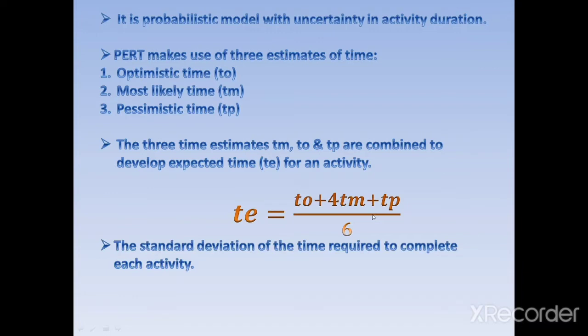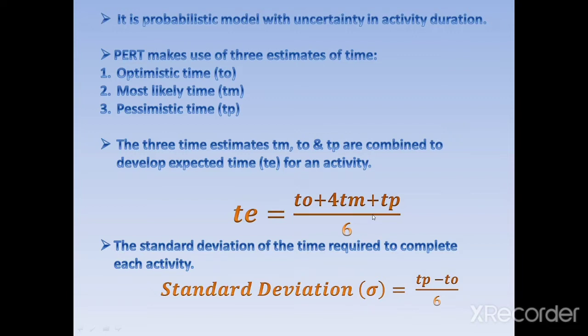Then, because this is a probabilistic model, one more point comes up in front of us, that is the standard deviation. Everybody is aware of the standard deviation. The standard deviation is the deviation of the value from the mean. Because it's a probabilistic model, we cannot reach the exact value. That's why we use the standard deviation. For this we use the formula for sigma: (TP minus TO) divided by 6. This formula is used for the calculation of the standard deviation.